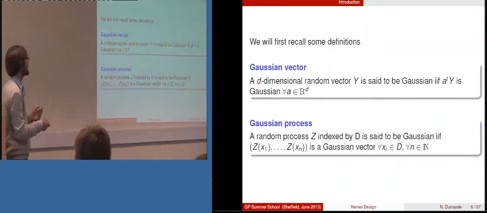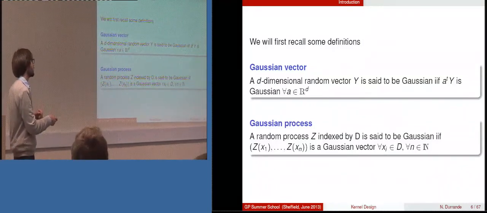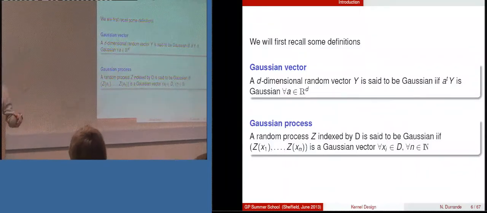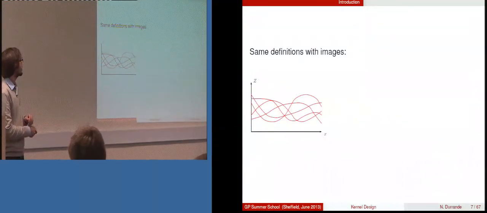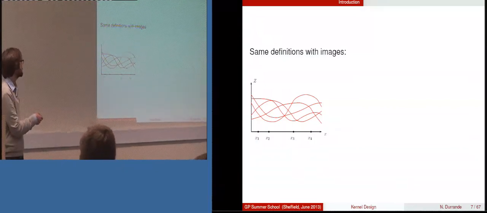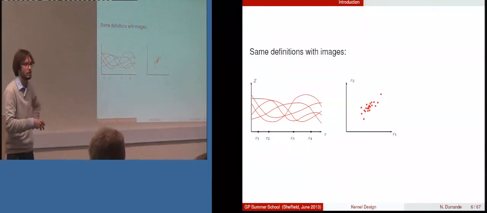And the Gaussian process is related to a Gaussian vector in the sense that whatever point you choose here in the input space, the vector you create is a Gaussian vector. So a better way to see this definition is to make some little pictures. So here is a random process Z. I can take some arbitrary points in the input space here and then evaluate the process Z. So I obtain a cloud.